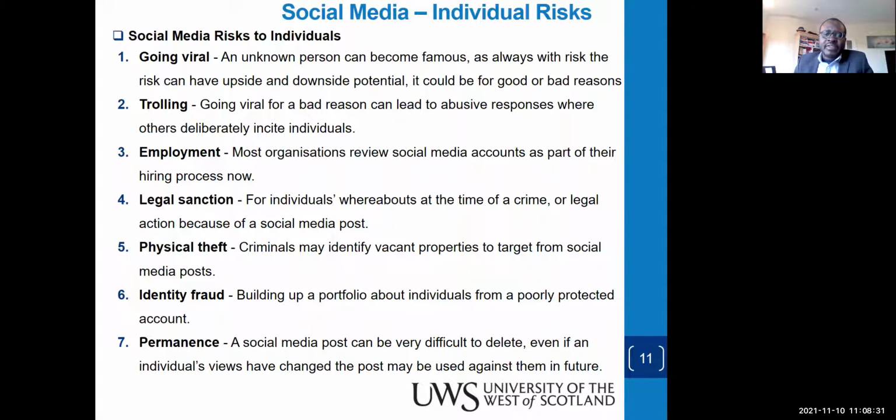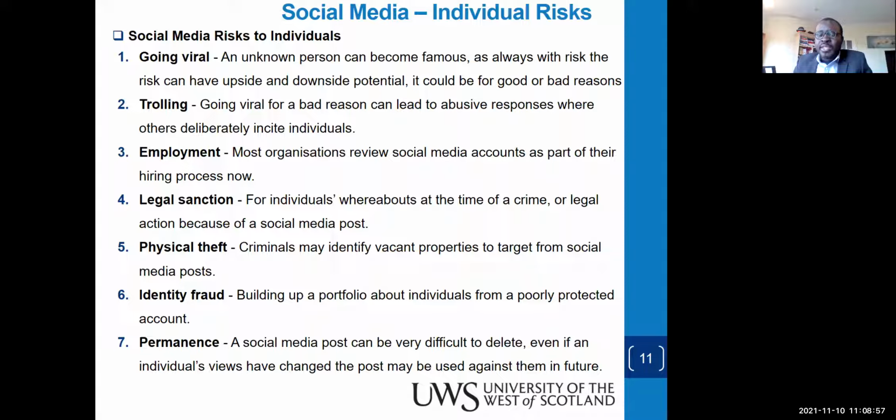Then physical theft. Criminals will identify vacant properties to target from social media posts. So sometimes you post, you have a home you are selling, you have a car you are selling. Some criminals could chat with you, and you think this is a genuine person coming to buy your car, and if you're not careful, they come in and steal your car. Okay, and also identity fraud. Somebody will pose as if he's the one.